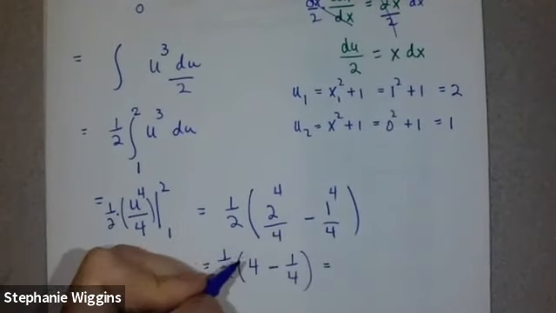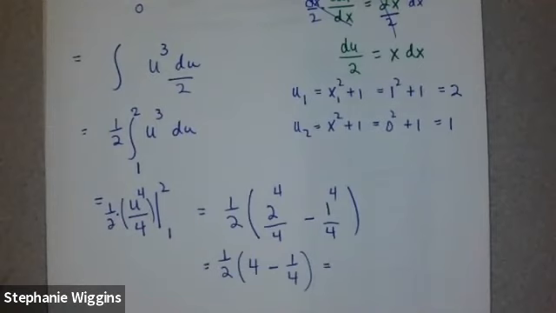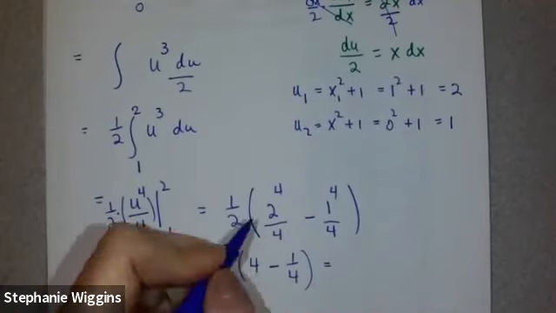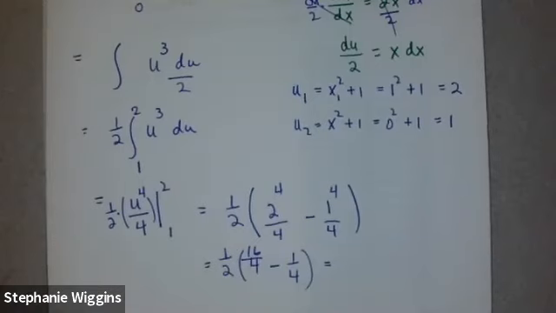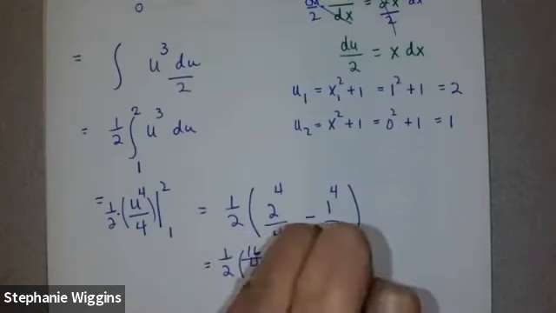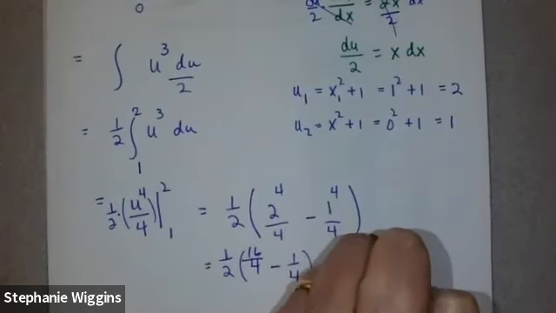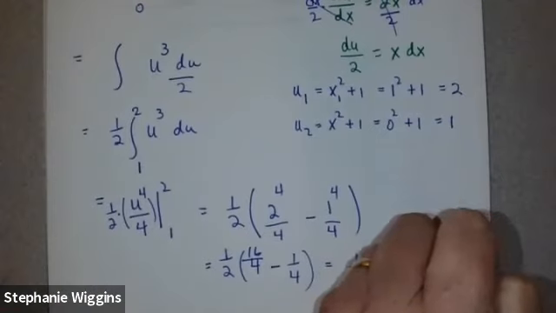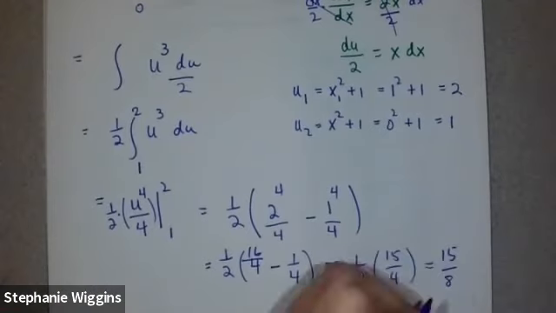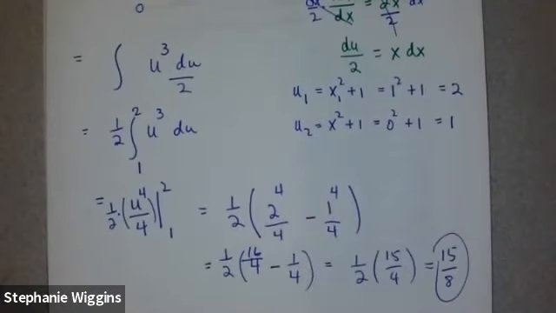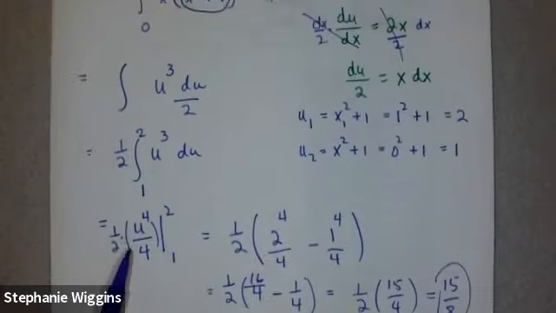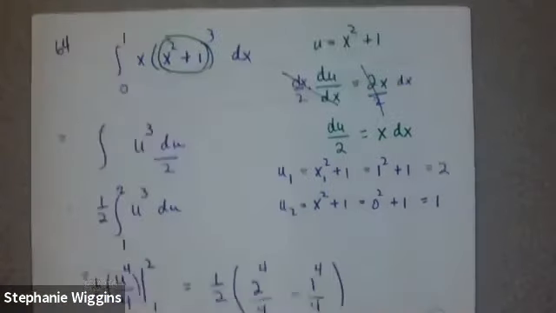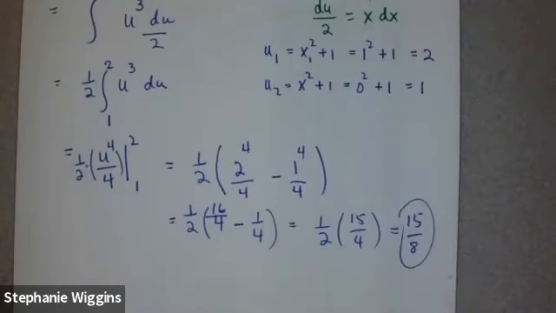I should have just left it as 16/4. 16/4 minus 1/4 is 15/4. So we have 15/8, and that is our definite integral. Remember, definite integrals have numbers here, and they always equal a number. An indefinite integral is an antiderivative. It's a function, okay?